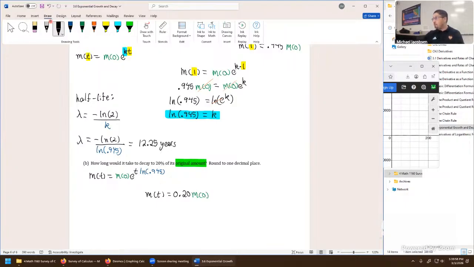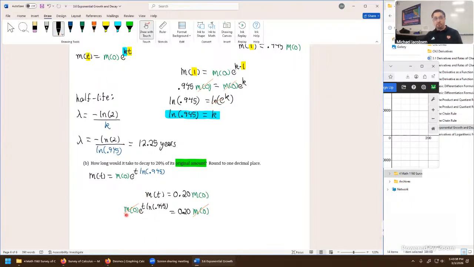Same approach that we took before. On the far left-hand side, we'll substitute just the entire model. So on the left, it's mass at time 0, e to the power t times the natural log 0.945, equals 20% as a decimal, 0.20, times mass at time 0. So now that we have that all together, same step as above right here, you can just divide by the initial mass. It cancels out. Then we'll take the natural log of both sides, solve for t.